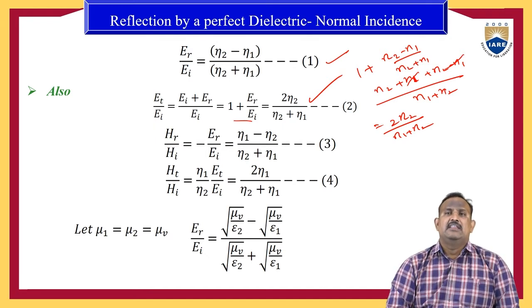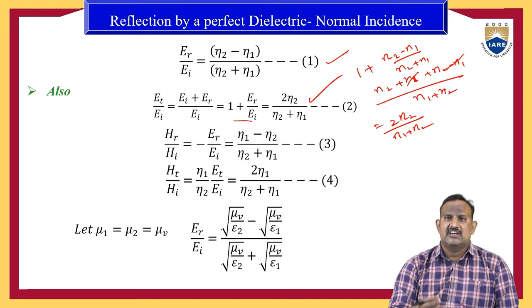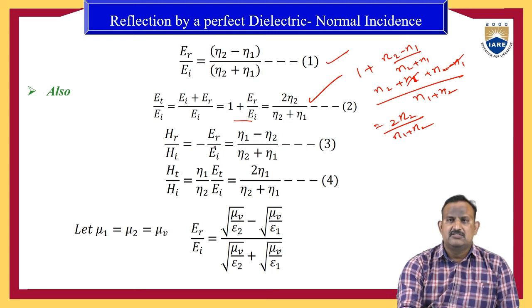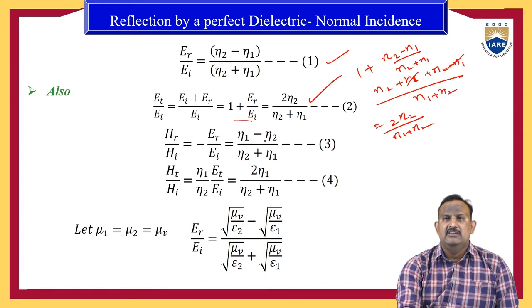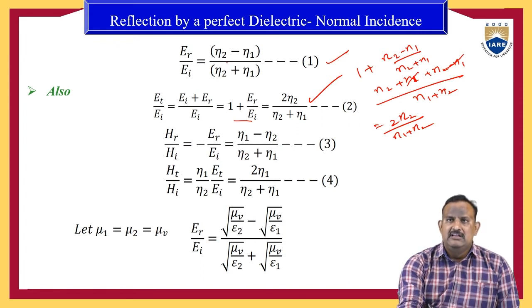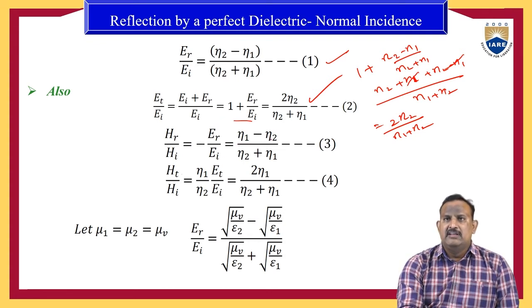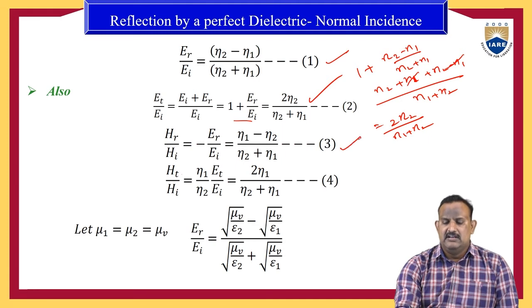Similarly, you can find out the magnetic field ratio, HR by HI. HR by HI is equal to minus ER by EI. Already we know ER by EI is equal to eta 2 minus eta 1 by eta 2 plus eta 1. Therefore, minus ER by EI is equal to eta 1 minus eta 2 by eta 2 plus eta 1. I am just adding the negative sign. Let us assume this is equation 3.